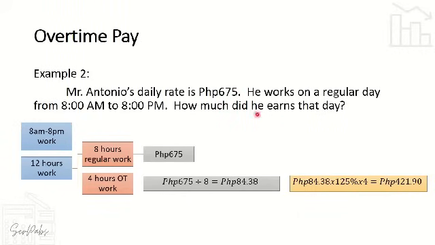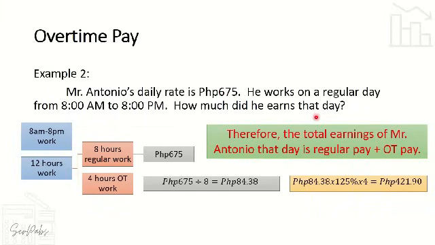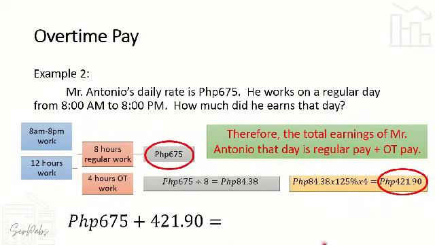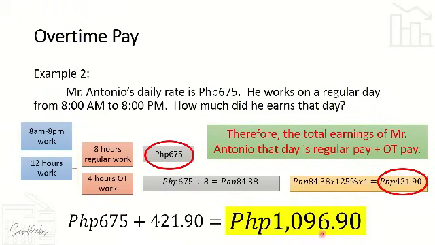So, ang tinatanong, magkano yung kinita niya sa buong araw? Okay, so therefore, the total earnings of Mr. Antonio that day is regular pay plus overtime pay. So, pagsamahin natin ang 675 saka yung 421.90 and that will be equal to 1,096.90. So, based on the given problem, if Mr. Antonio works from 8 a.m. to 8 p.m. having a daily rate of 675, so included yung overtime niya, so sweldo siya sa araw na yon ng 1,096.90.